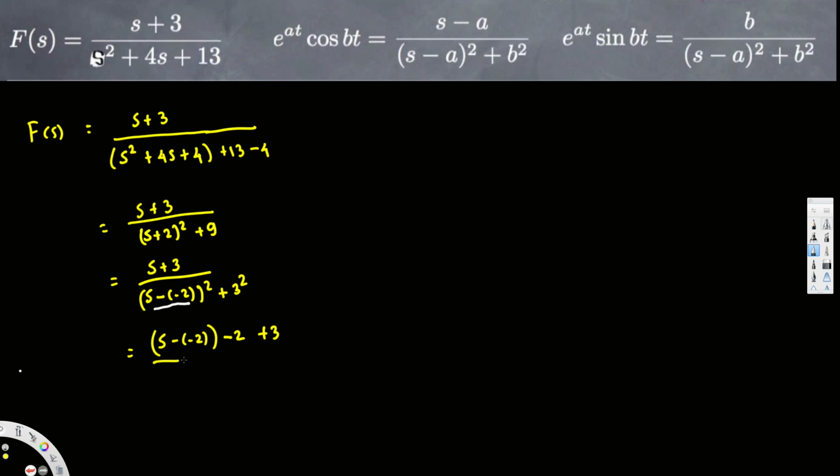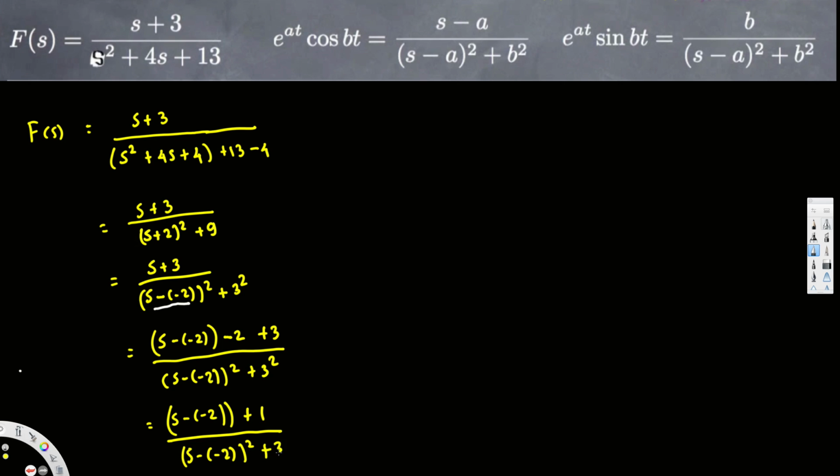Now let's copy the denominator. The denominator is going to be (s minus minus 2) whole squared plus 3 squared. And if you add these two together, this is going to become s minus minus 2, and then minus 2 plus 3, which becomes just plus 1, and in the denominator we have (s minus minus 2) whole squared plus 3 squared. Now if you look at this, it is almost matching the pattern, except for this part. We have exactly the same pattern, but this one is not correct. When we have this, we cannot do anything, so we have to do something about it.